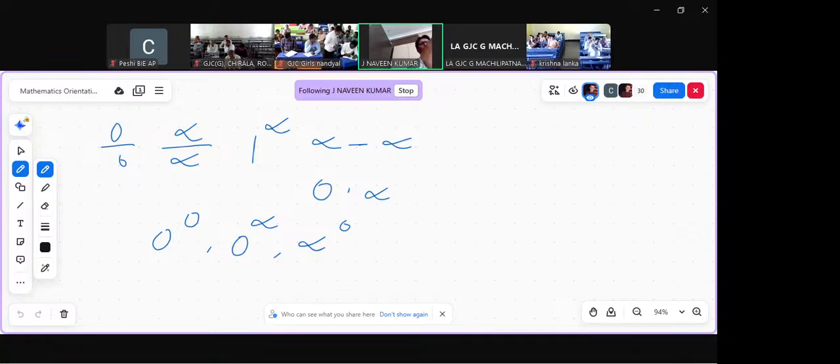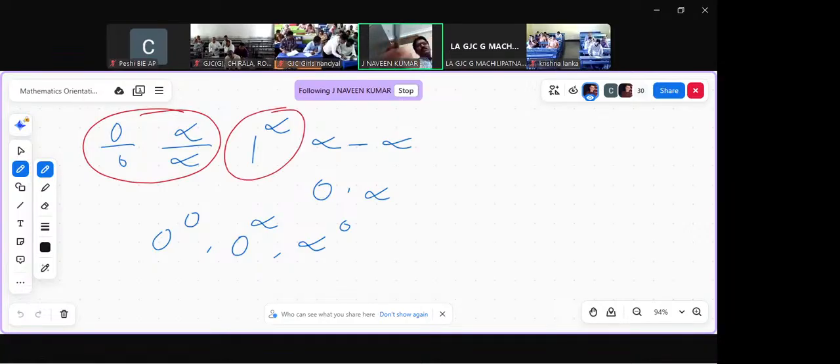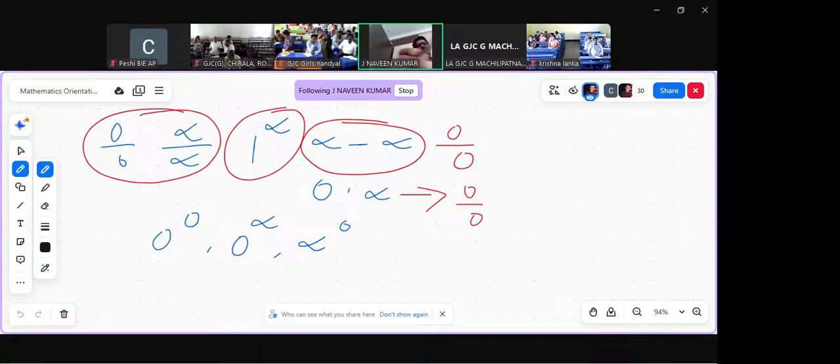So 0 by 0, infinity by infinity, L'Hospital rule. Next, 1 power infinity, I taught a shortcut, e power f of x minus 1 into g of x. And next, infinity minus infinity, convert it into the form of 0 by 0. 0 into infinity, convert this in the form of 0 by 0.